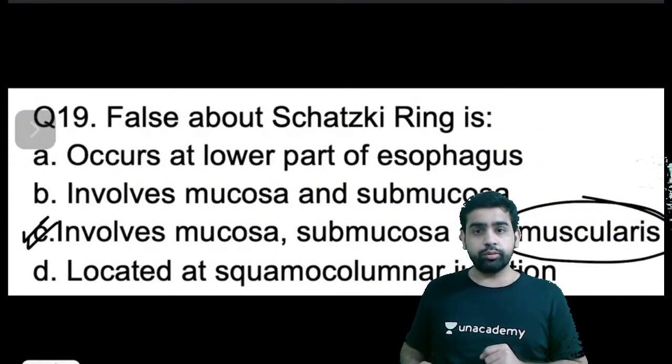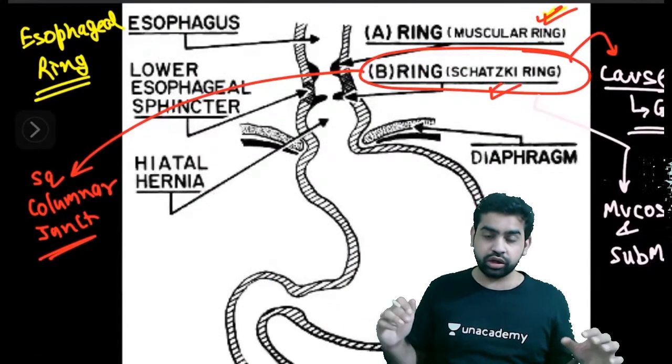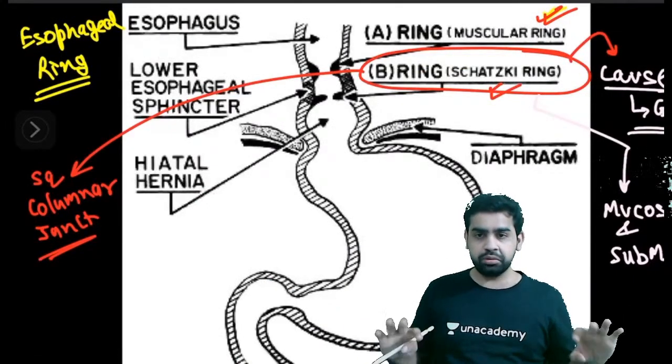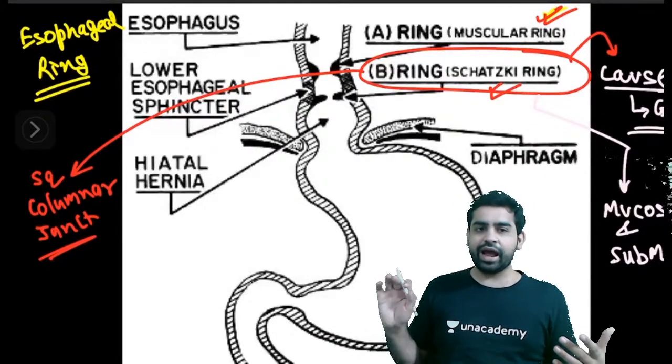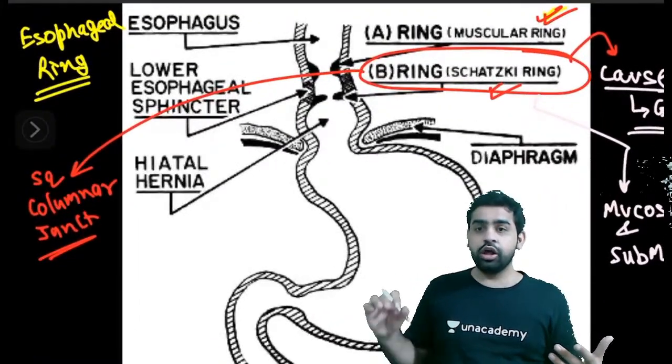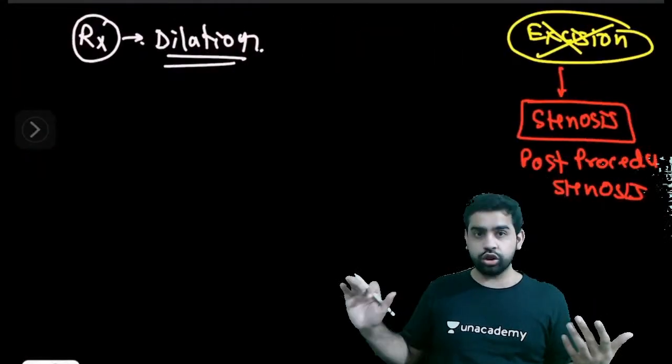Then we talked about the Schatzki's ring. This is basically a simple ring consisting of the mucosa and the submucosa at the squamocolumnar junction. That is all you need to understand. The proposed cause is GERD, that is fine. And the treatment, how do you manage these particular patients? The treatment of this kind of Schatzki's ring is not an excision, we have to go in for a dilation.